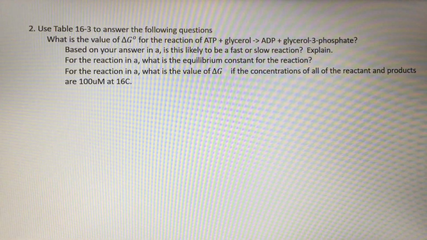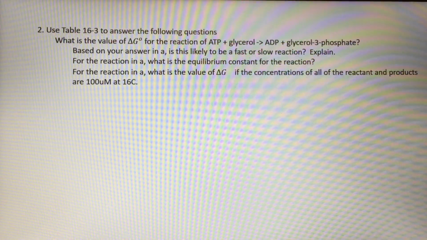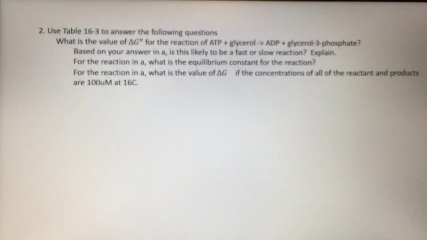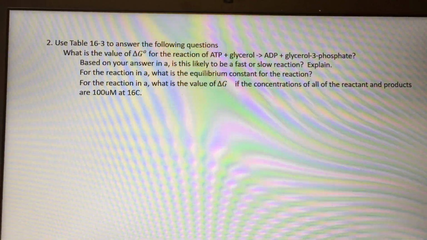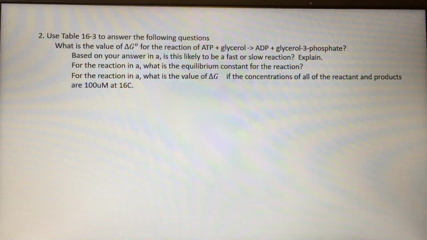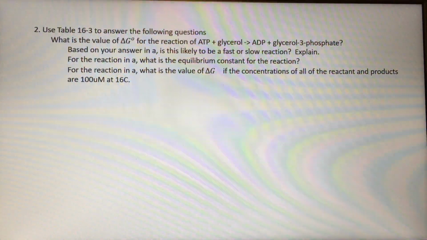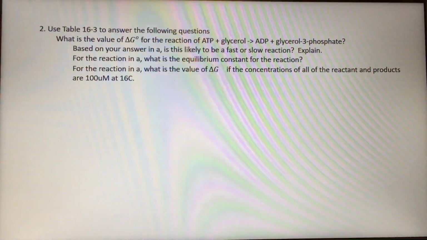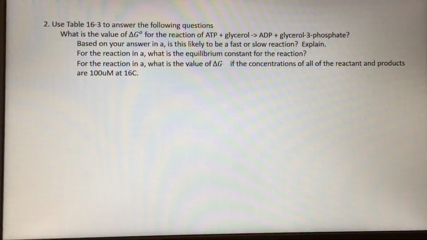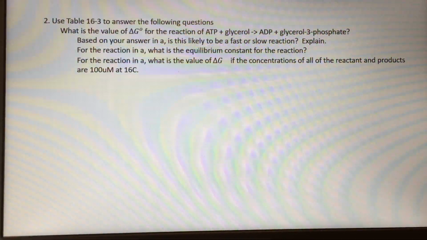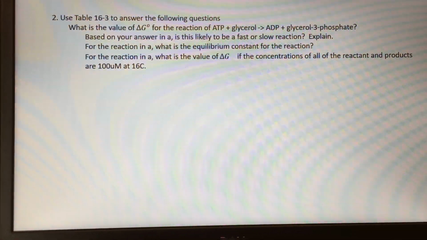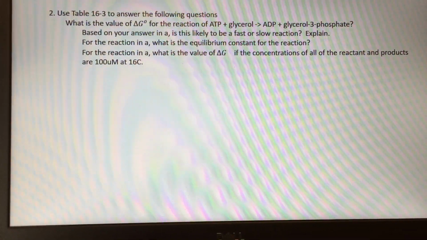So question number 2 on your problem set asks you to use table 16.3 to answer the following questions. It says, what is the value of delta G naught for the reaction of ATP plus glycerol, giving us ADP plus glycerol 3-phosphate? So that's the first part of the question. Then it asks you a couple of sub-questions that we'll come back to once we finish that first part.